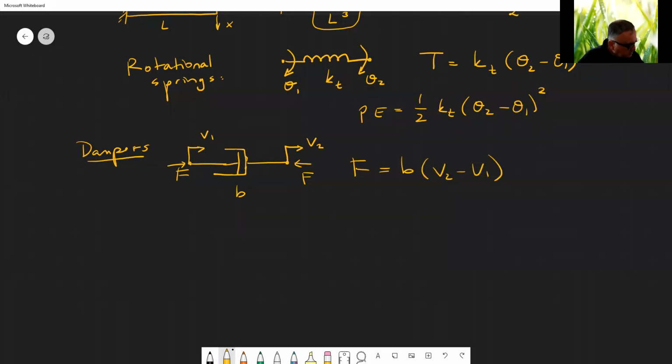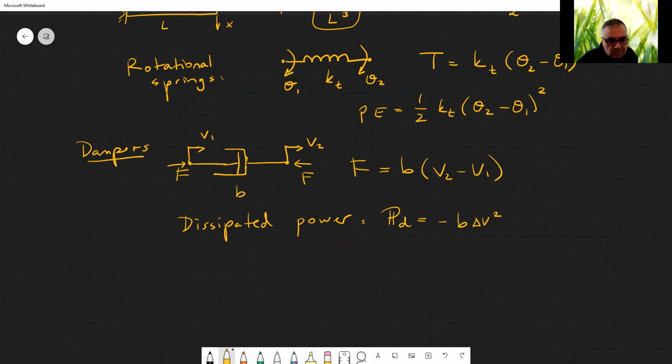And the power dissipated, I should say power dissipated, not energy, because energy is the integral of that. Power is minus B times delta V squared, or let's say V1 squared.